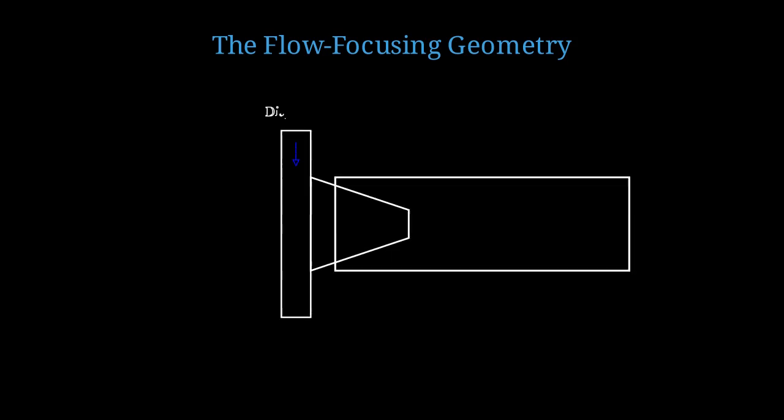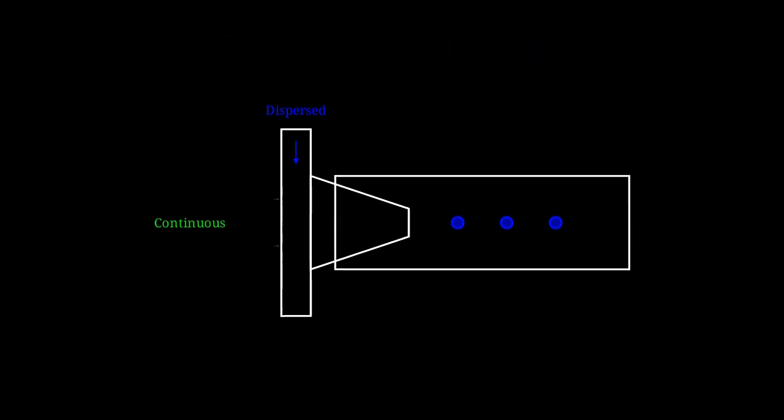Now let's move on to the second major geometry, the flow-focusing nozzle. This is even more powerful than the T-junction. In a flow-focusing device, the dispersed phase flows through a central channel. The continuous phase flows from two side channels and focuses the dispersed phase through a narrow orifice. The geometry creates a symmetric squeezing force.